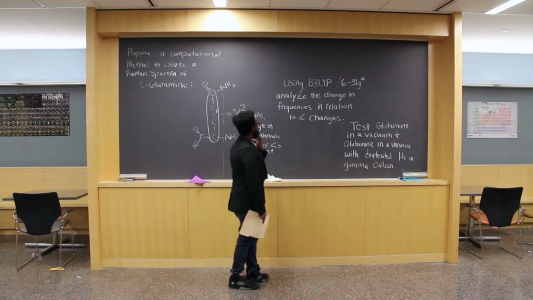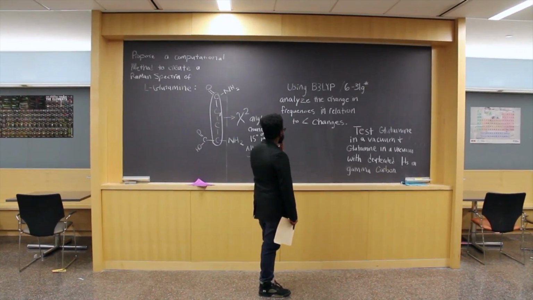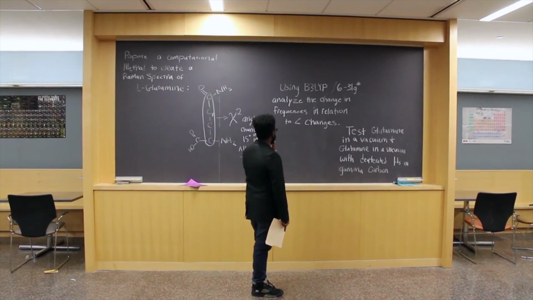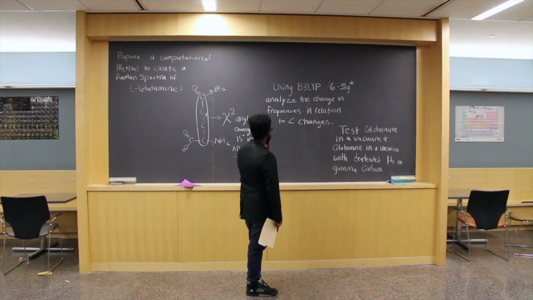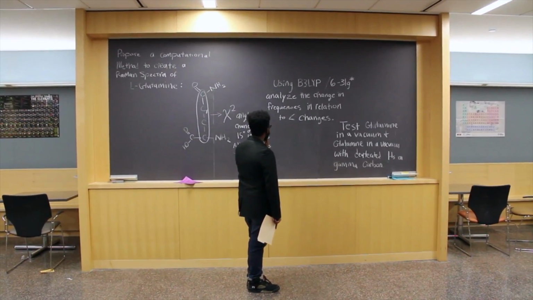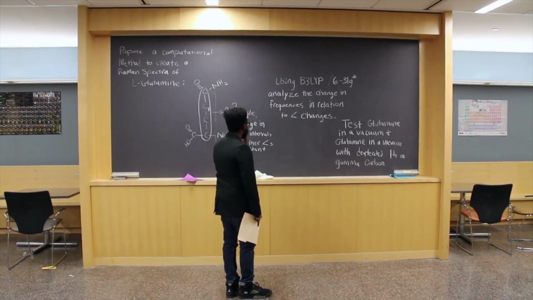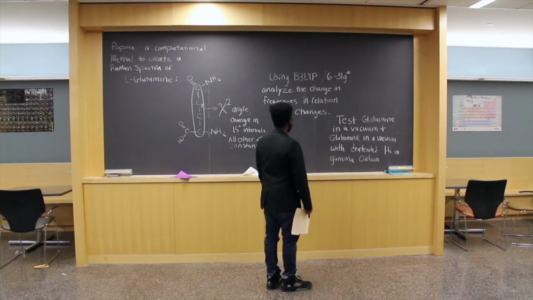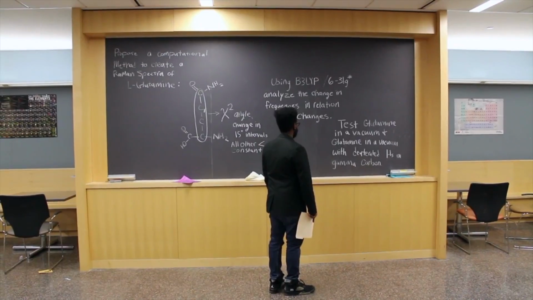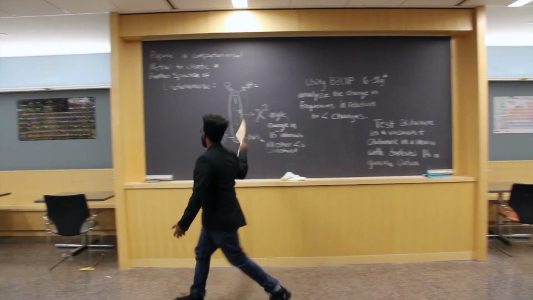I'm using the B3LYP exchange correlation functional with the 6-31G* basis set. Now analyze the change in frequency in relation to the angle changes. Run the calculations.